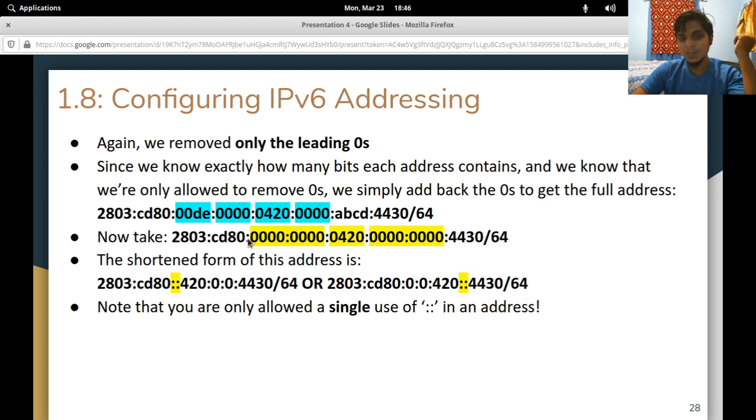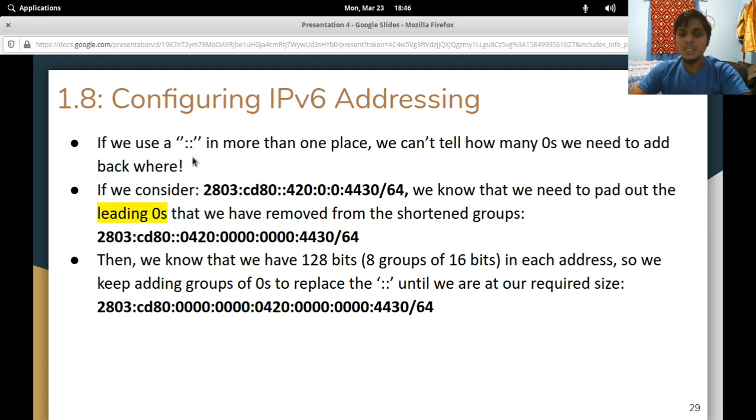We would know if we had 4 zeros on this side, and then 12 zeros on this side, or 8 and 8, or 16 on one side. We wouldn't know how to allocate them. So that's why we're only allowed to remove one set of zeros there. If we use the double colon in more than one place, we can't tell how many zeros we need to add back where. So consider this one. We followed the rule.